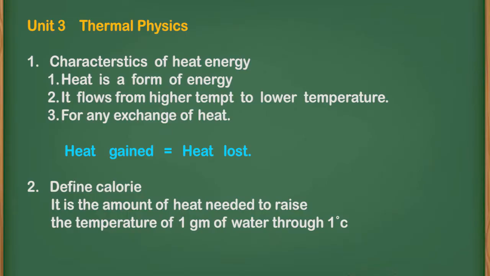First we see the physics lesson, thermal physics. What is thermal? Therm means heat. So we are going to see about the heat energy here. What are the characteristics of heat energy? Heat is a form of energy. It flows from higher temperature to lower temperature. For any exchange of heat, heat gained is equal to heat lost.